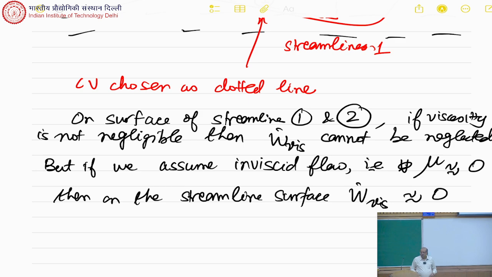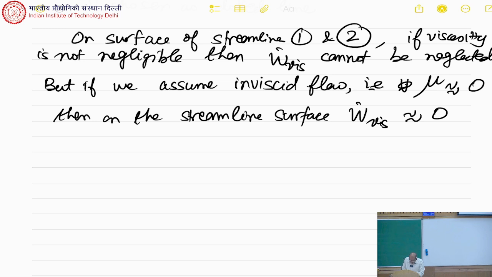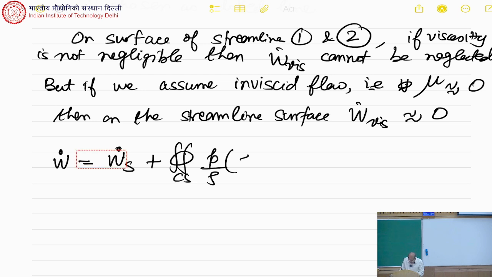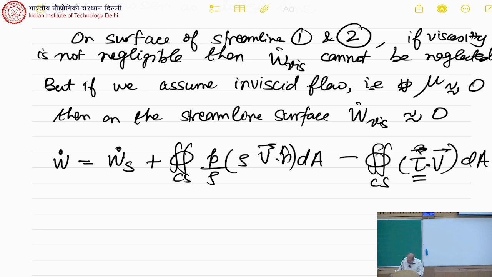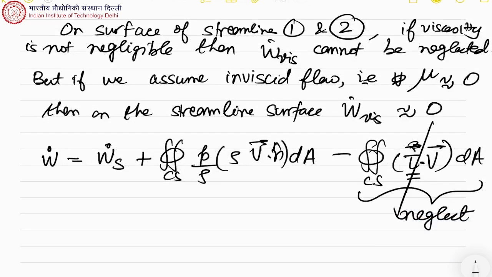Okay. So now, having combined all this, the total work done can be written as W dot CS plus integral on the control surface P by rho times rho V dot N dA, minus integral on the control surface tau dotted with V dA, and this part we will neglect. The viscous work will be neglected.